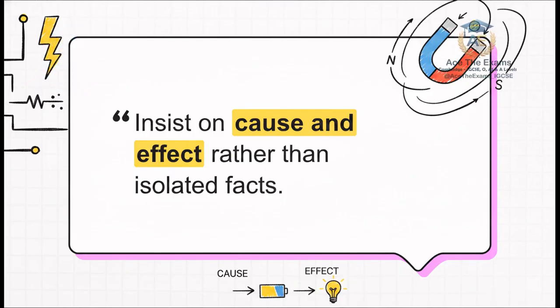Why did the current drop? Because the resistance increased, which physically limited the flow of electrons through the lattice. Cause and effect. It is all about the why, tracked through the correct system of units.